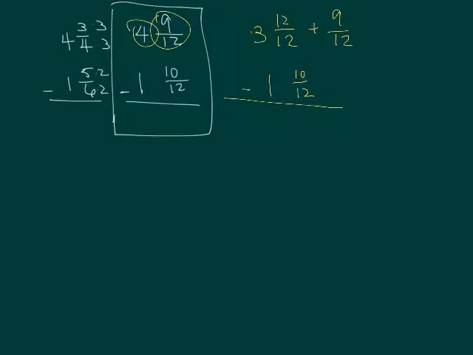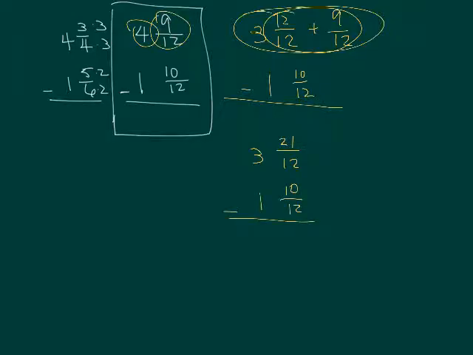It never changes. And let's go ahead and write that then as 3 and 21 over 12. So I added my fractions together there. And then I have 1 and 10/12. Now I'm going to subtract. 21 minus 10 is 11. And 3 minus 1 is 2. So I have 2 and 11/12 for my answer.